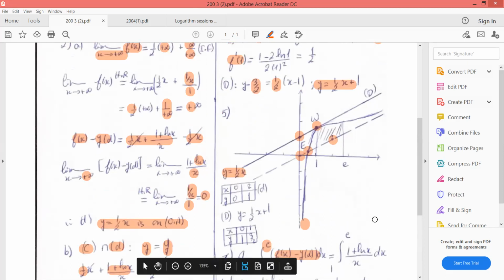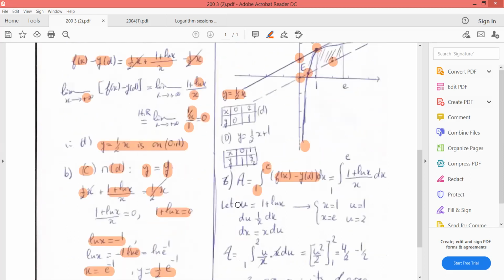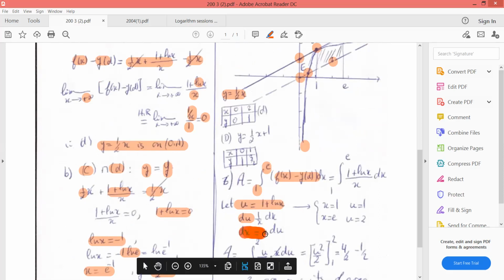By which method do I need to calculate this integral? Change of variable. Always when there is ln x and there is x in the denominator, not x squared, you have to change the variable. We take u equals 1 plus ln x, all of it. du is equal to 1 over x dx, so dx is x du.